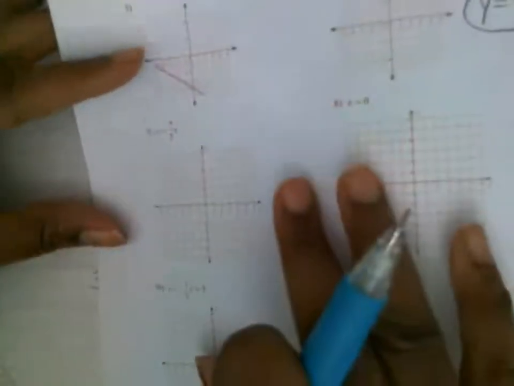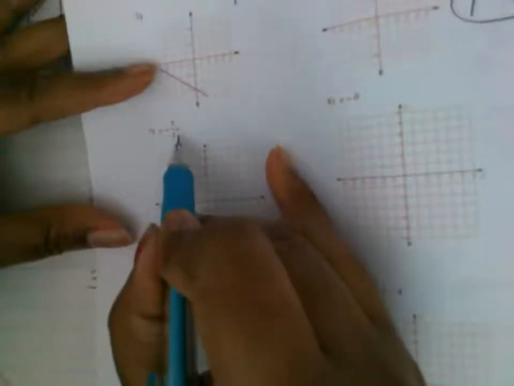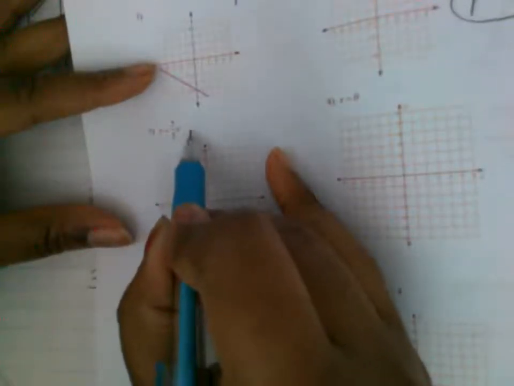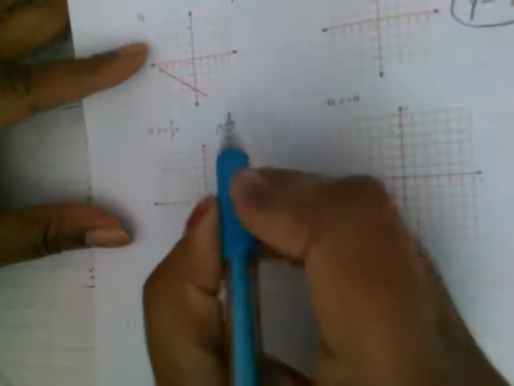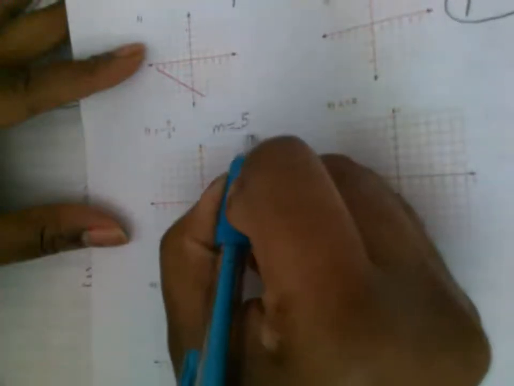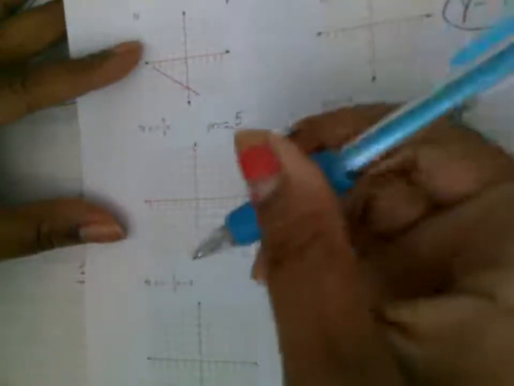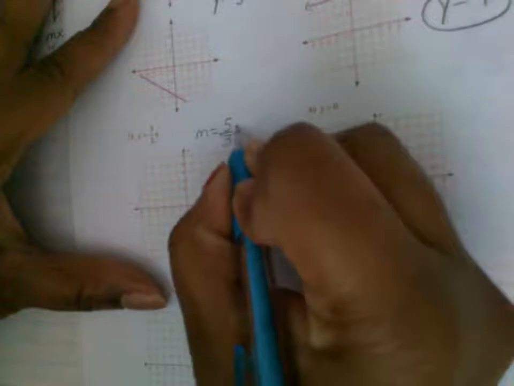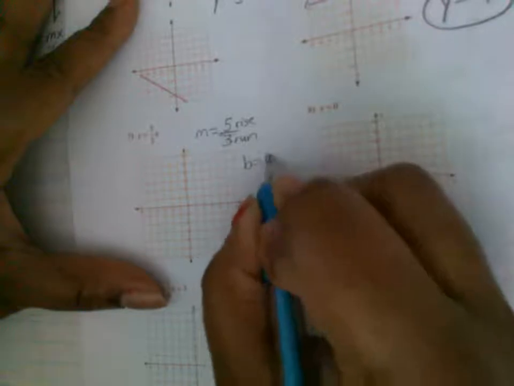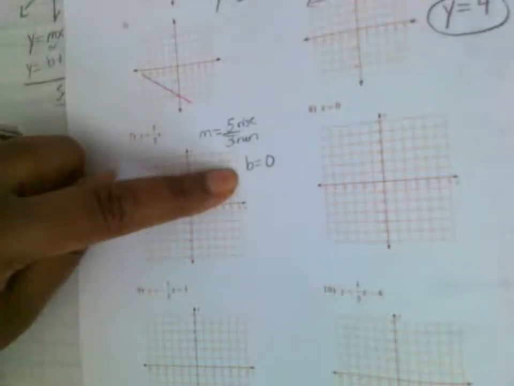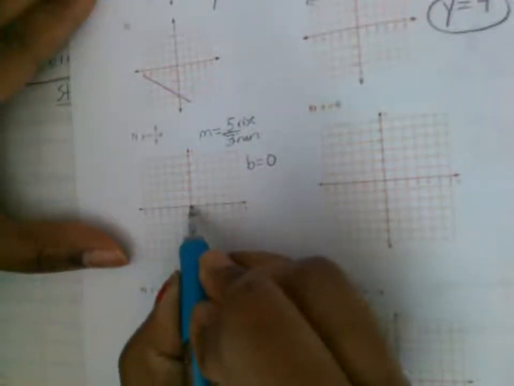So that's what we're doing here. This is written in y equals mx plus b form. We just don't have a b here, but we do have an m. Our m is the number that's attached to x. So that's going to be 5/3. Okay, sorry about that. This is my rise, this is my run, okay? My b is equal to 0, okay? So I'm going to find 0 on the y-axis, and it's right here, okay?